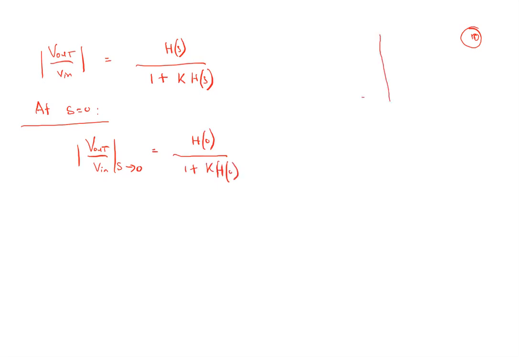This was an integrator. At 0, what's happening? This is becoming infinity. We have 1 over s, and 1 over 0 becomes infinite. So H of 0 becomes infinite.